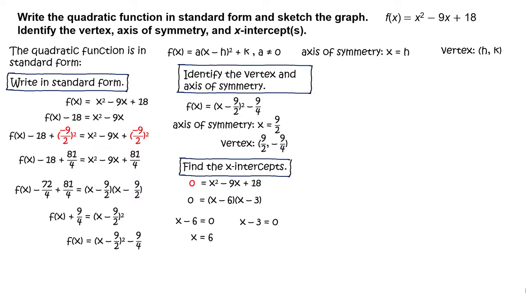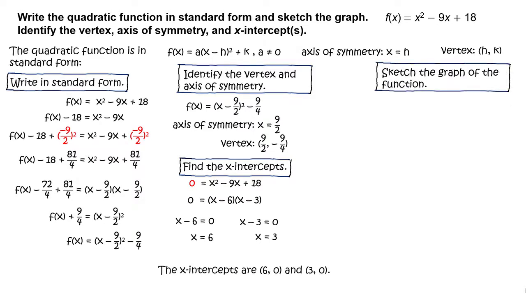To solve the equation x − 6 = 0 for x, add 6 to each side of the equation to get x = 6. To solve the equation x − 3 = 0 for x, add 3 to each side of the equation to get x = 3. So the x-intercepts are (6, 0) and (3, 0).